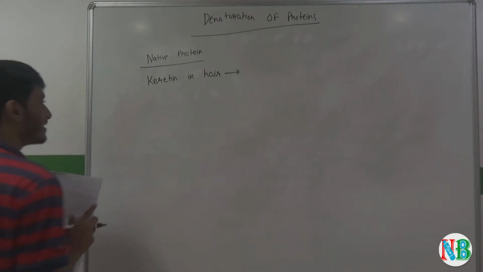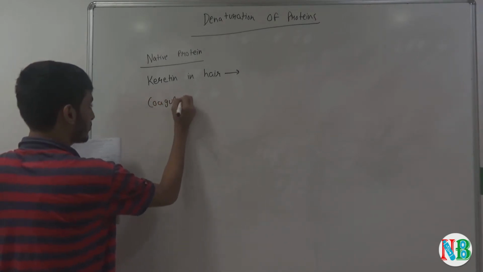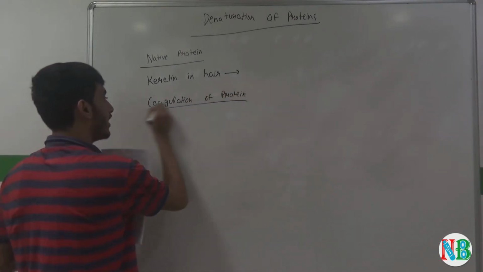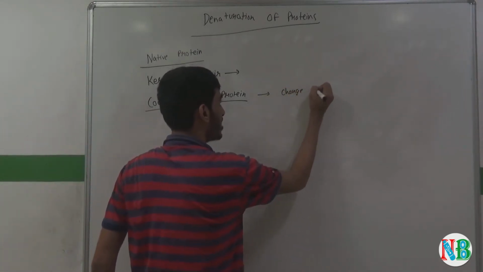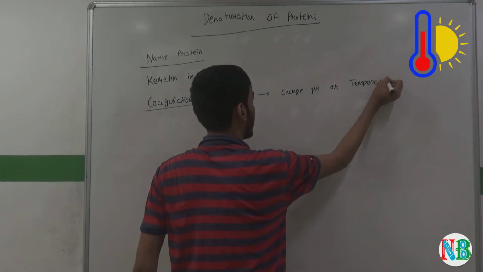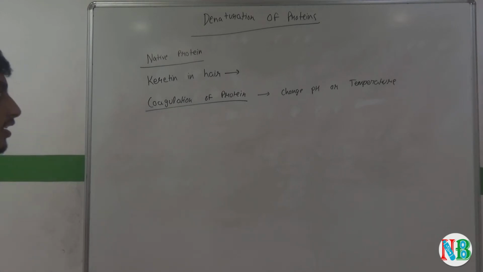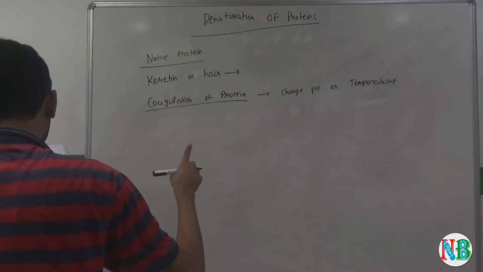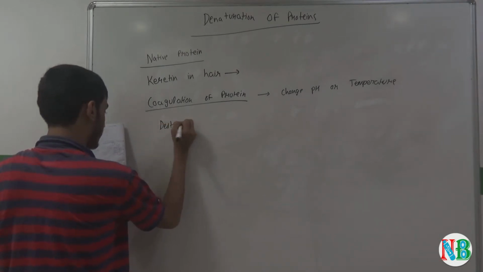Now what happens is that when you do coagulation of protein, when you change the pH or the temperature, you might affect the structure of the protein. So on coagulation of protein, the native shape of the protein is destroyed.